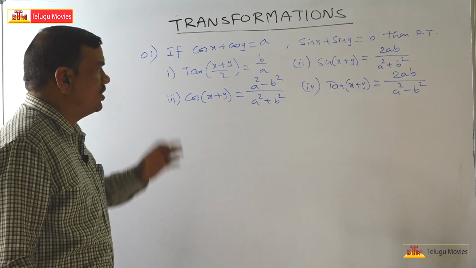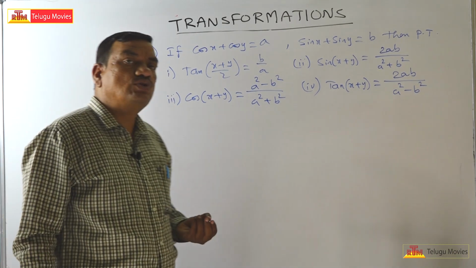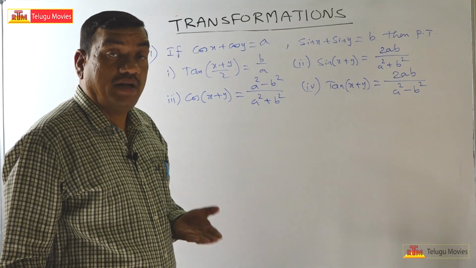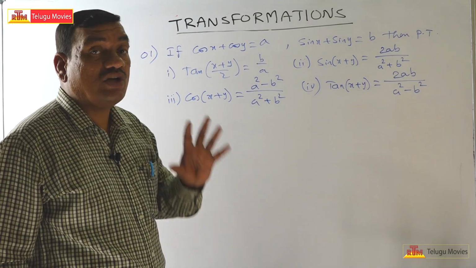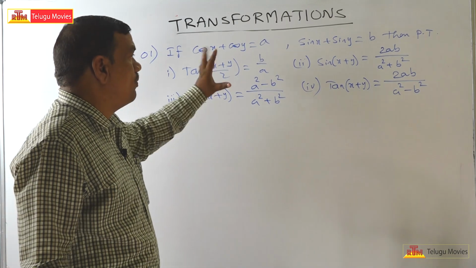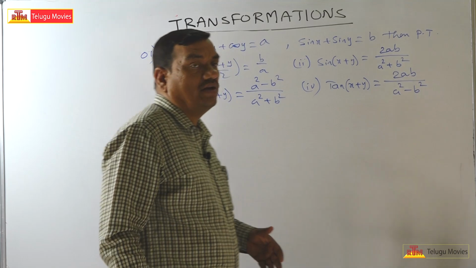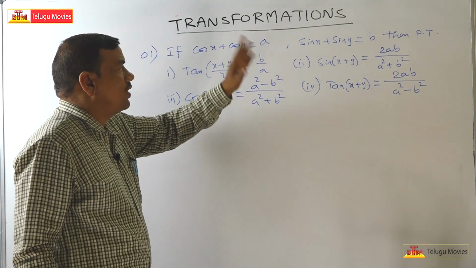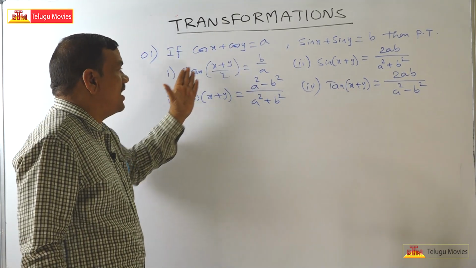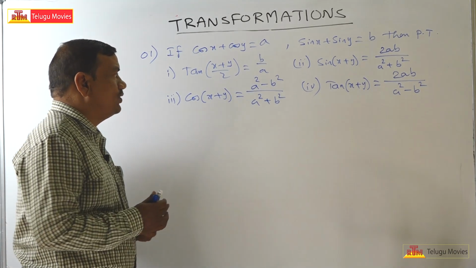Then how to prove this? This problem will be useful as a result also, as a formula you can remember it. That means in place of A and B, some values will be given, such as 5, 6, or 1, or 1 by 2, 1 by 3, and they may ask to find tan of (x plus y) by 2, like that.